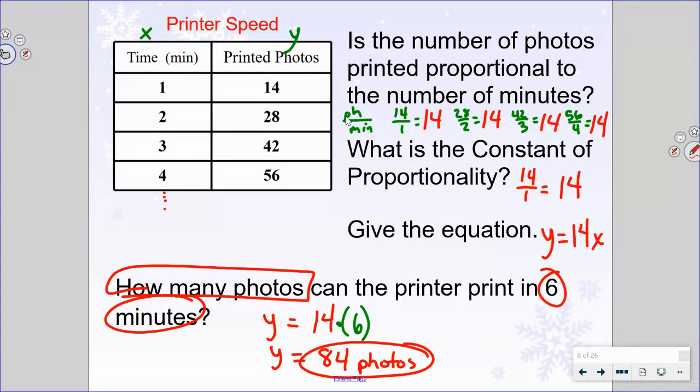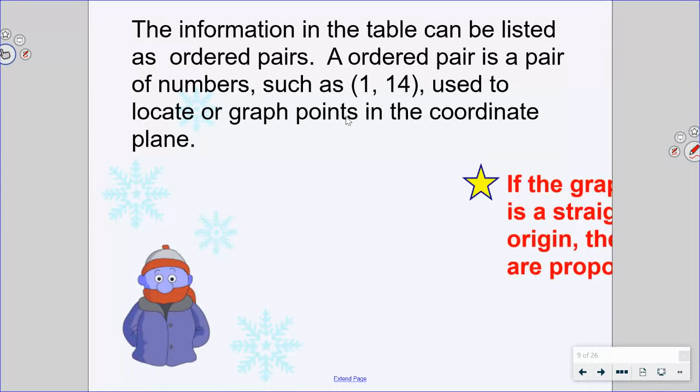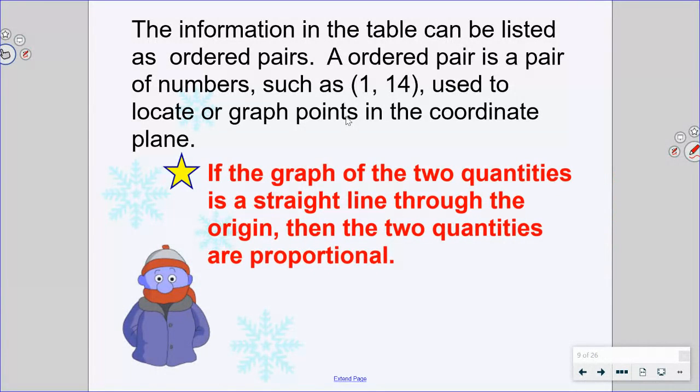And of course, I could take that, write it in a complete sentence. But the big focus for today is on graphing it. The information in the table can be listed as ordered pairs. An ordered pair is a pair of numbers. This is an example, the ordered pair 1, 14. You don't say the comma, I guess you can. Used to locate or graph points in or on the coordinate plane.